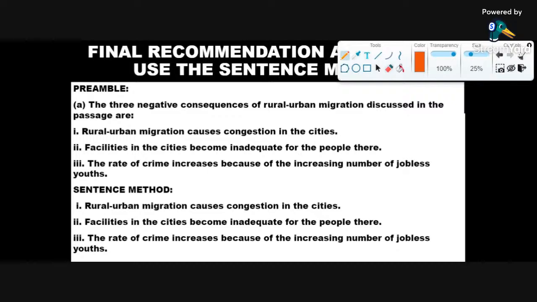If you use a preamble and you present your answers correctly, you are awarded full marks. If you use sentences directly without a preamble and present your answers correctly, you get full marks. So nobody gives you any extra mark for using a preamble, and nobody penalizes you for not using a preamble. What does that tell you?